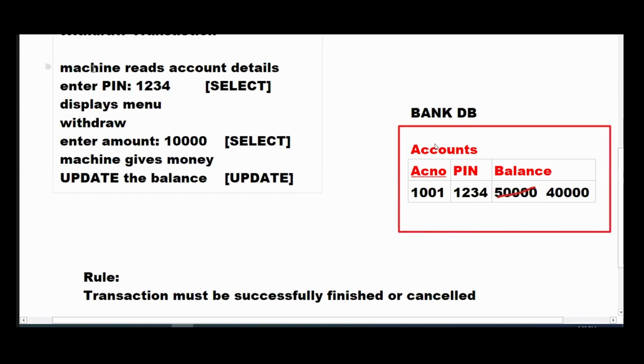Now, the transaction is successfully finished. The machine has given money. Finally, the balance is updated. All actions performed, so the transaction is successful. To save it, which command do we use? Commit. That's it. Now, the transaction is not finished successfully and we want to cancel it. Which command do we have to use? Rollback. That's it. These 2 points we have to understand.